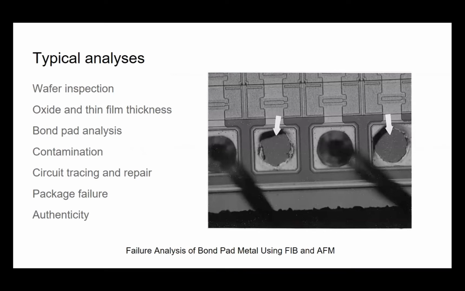Typical analyses that we do in semiconductor failure analysis can be wafer inspection and QA/QC wafer inspection, oxide and thin film thickness, bond pad analysis, contamination, circuit tracing and repair by FAB, package failure, and as mentioned before, authenticity. This image shows a wire bond lift off a bond pad, breaking the metal off, exposing the bare silicon underneath. We would analyze this using a combination of focused ion beam, FIB, and Auger analysis.